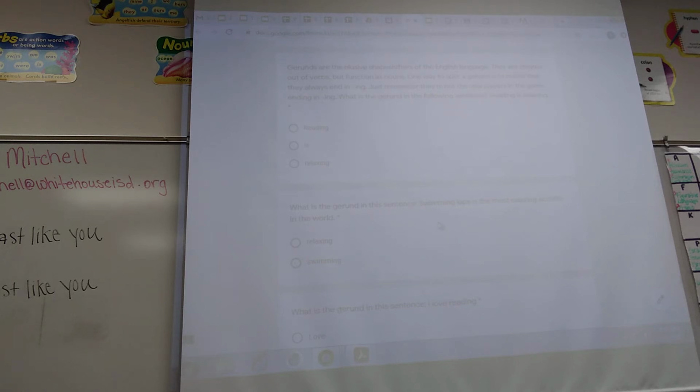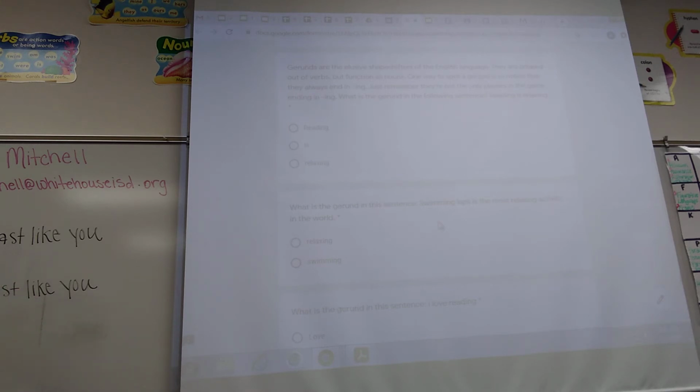Reading. Reading is the thing. Okay, so reading is part of the subject. So reading would be our gerund. Okay, relaxing, that's the verb. That is used as the verb. So reading is the subject. In this sentence, it is part of the noun. Okay, it's the thing that you like to do, reading.